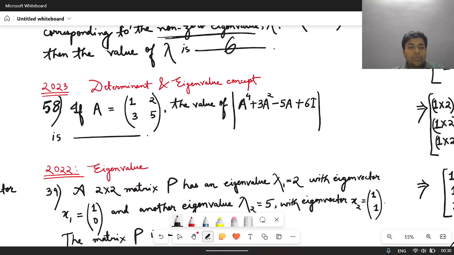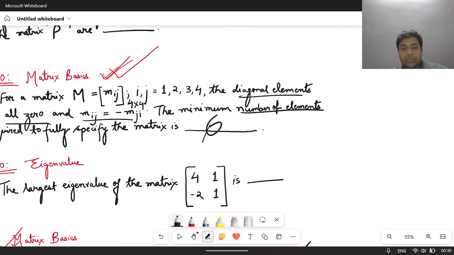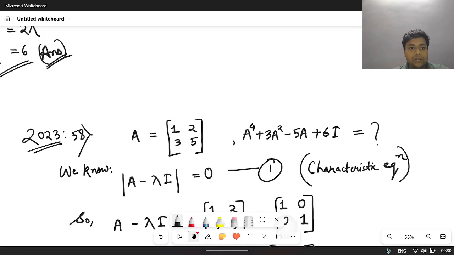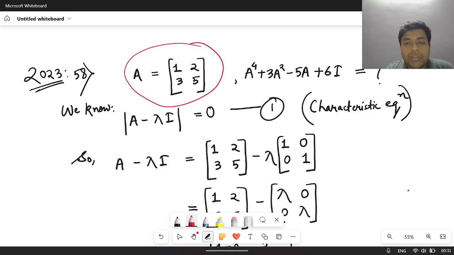Now come to question number 23, determinant and eigenvalue concept. So here both concepts will be used. Let's see how to solve this question. 23. Take a minute and look at every step very carefully. This is the matrix which is given, the A matrix, right? This is the matrix which is given. You need to find out this.